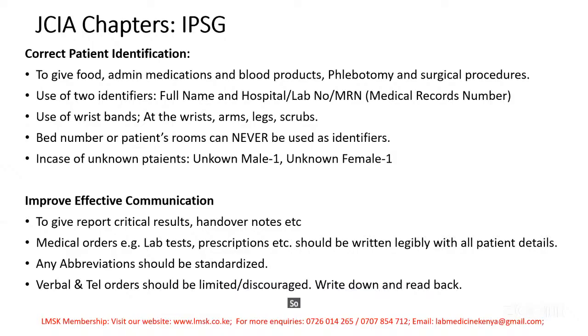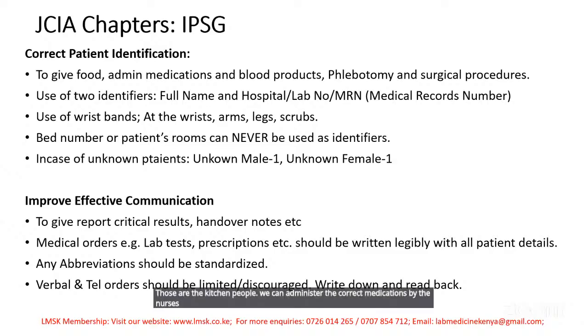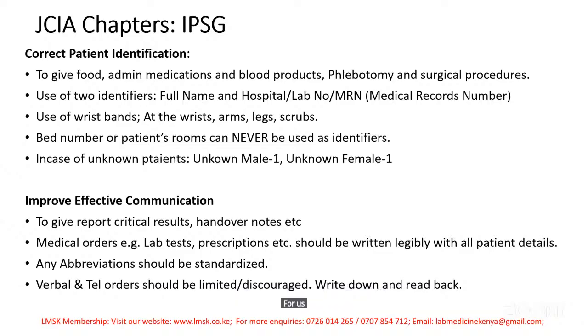In terms of safety, it is important to identify our patients correctly. Why do we have to identify our patients? We identify them so that we can give them food. Those are the kitchen people. We can administer the correct medications by the nurses and also blood products by the nurses. For us, the lab, we identify them so that we can perform phlebotomy or give lab instructions. For the surgical team, they also need to identify the correct patient before any surgical procedure.